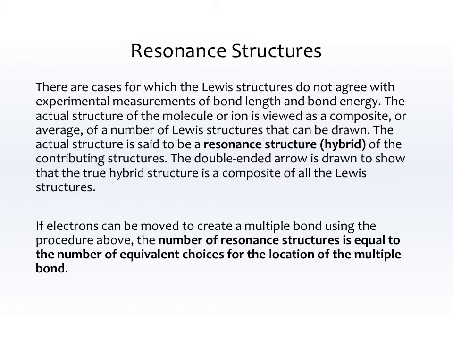There are cases for which the Lewis structures do not agree with experimental measurements of bond length and bond energy. The actual structure of the molecule or ion is viewed as a composite or average of a number of Lewis structures that can be drawn. The actual structure is said to be a resonance structure or a hybrid of the contributing structures. The double-ended arrow was drawn to show that the true hybrid structure is a composite of all the Lewis structures.